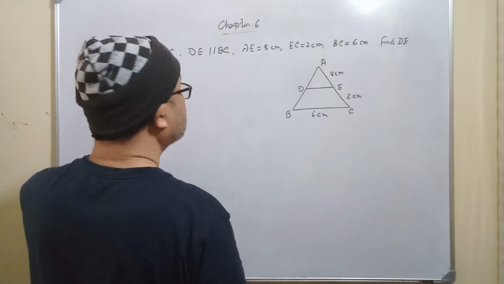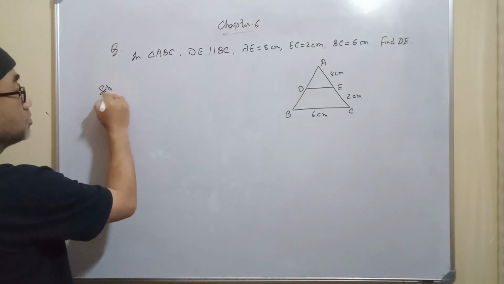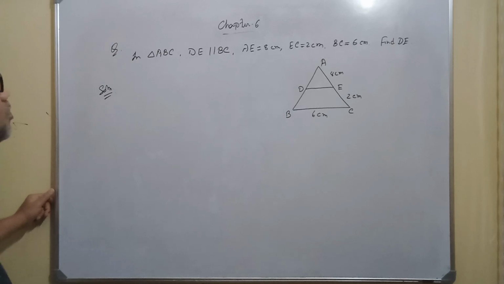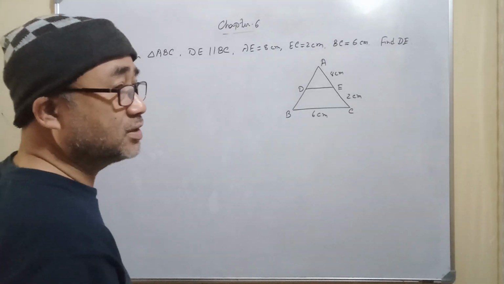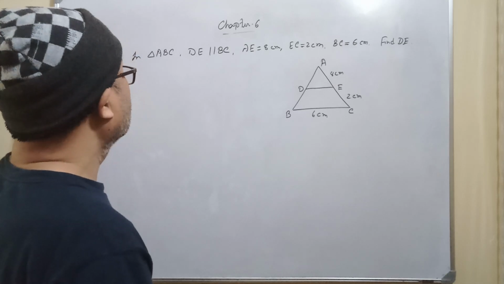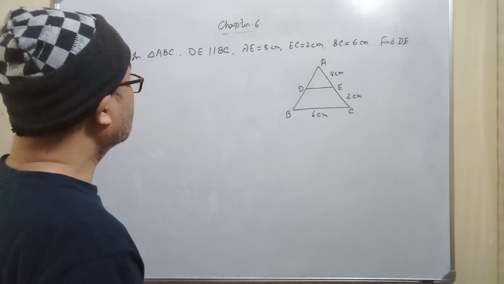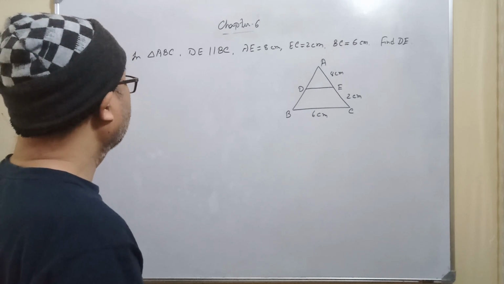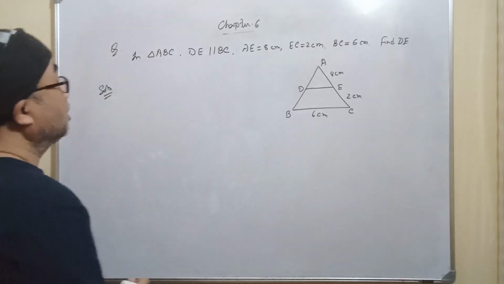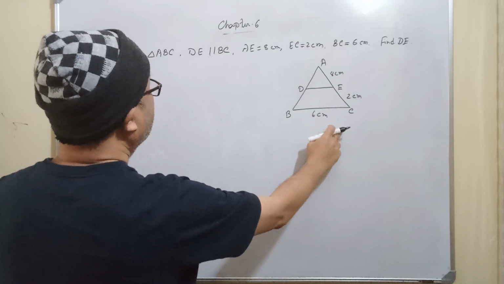So let us solve it. It is based on chapter 6, Similarity of Triangles. So we have to use the main theorem or similarity criteria of triangles. Let us see. DE is parallel to BC, that is given.